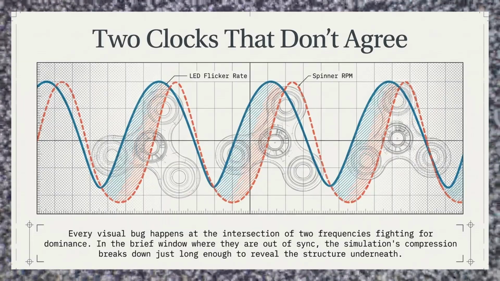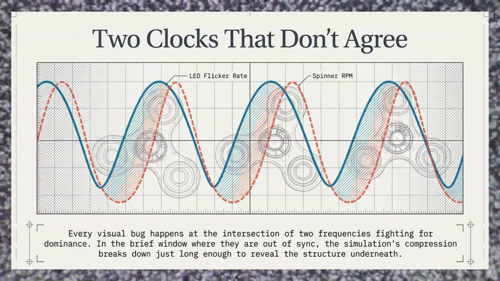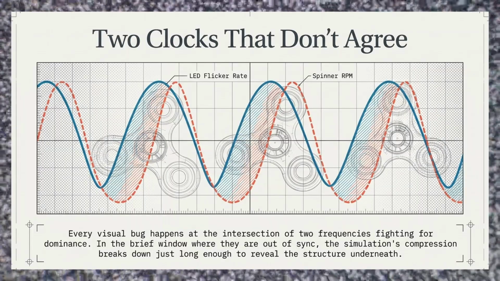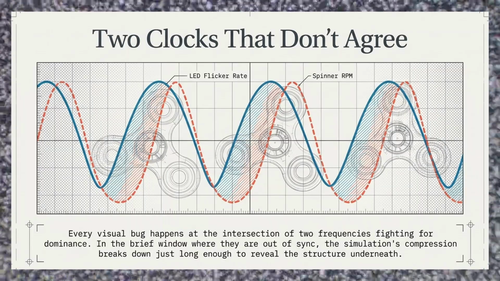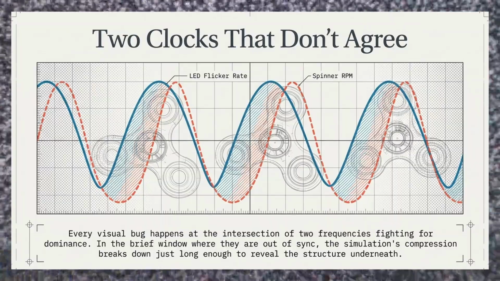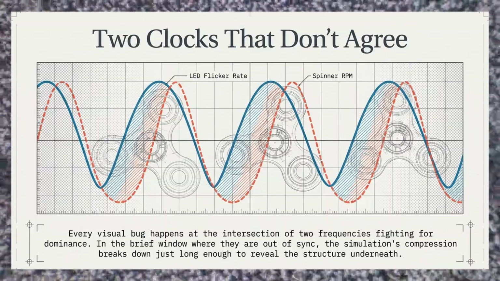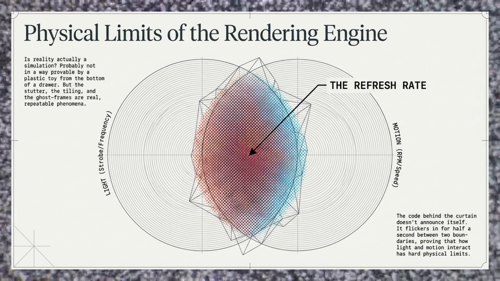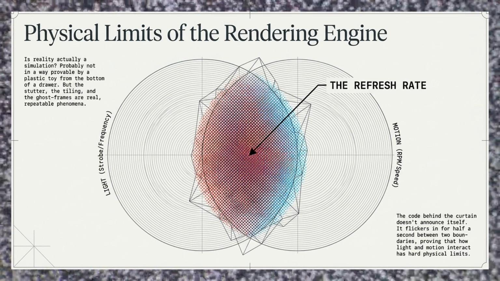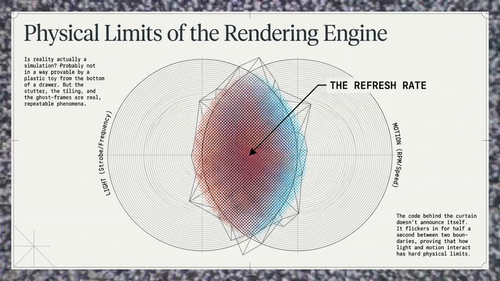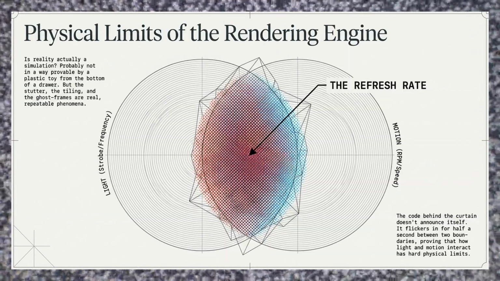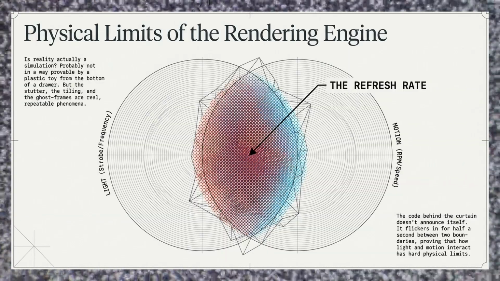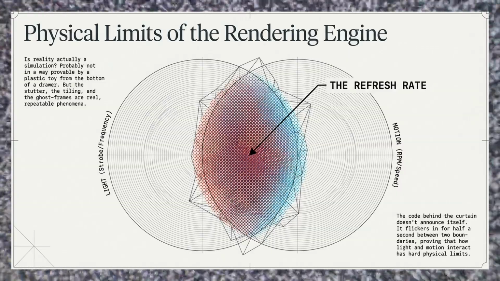So, is reality actually low-res? Probably not. At least not in any way provable with a $5 toy from the bottom of a drawer. But the flickering geometry, the stutter, the tiling, the ghost frames is not nothing. It's a real, physical, repeatable phenomenon. It happens because something about how light and motion interact has limits, boundaries, a refresh rate. Once those boundaries are identified, they're difficult to ignore. The spinner was never the point. The spinner was just the first crack that became visible.